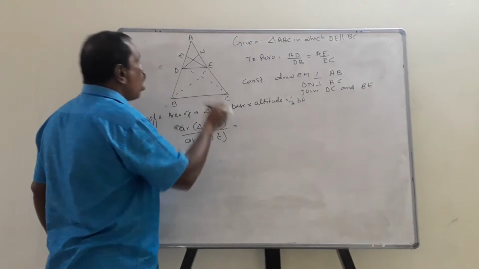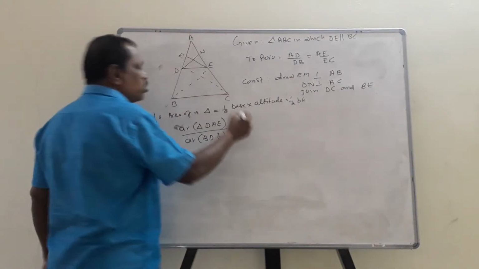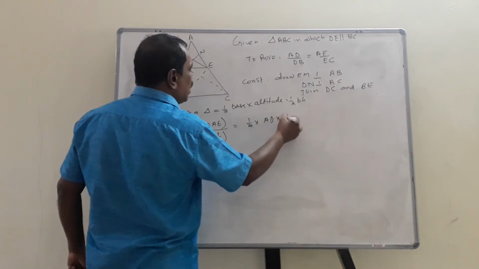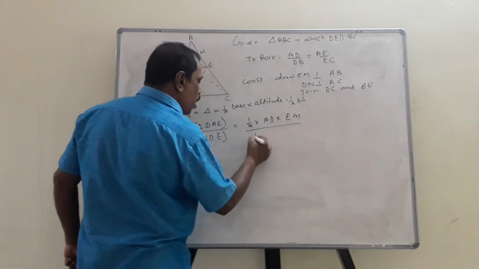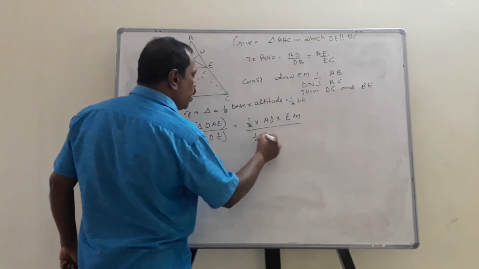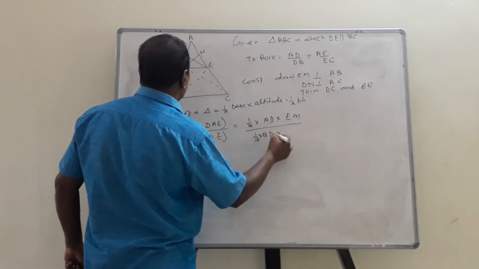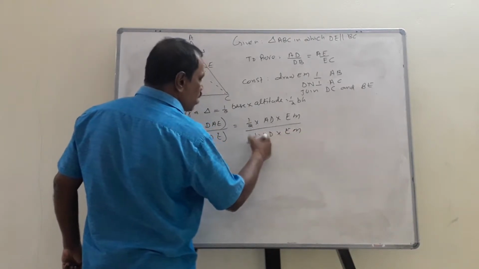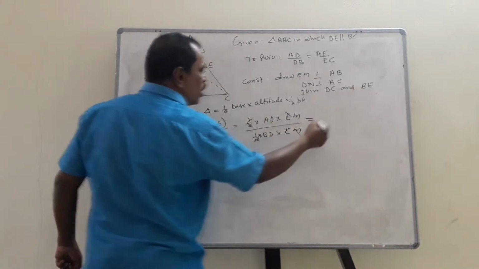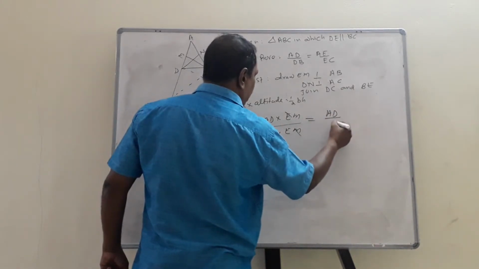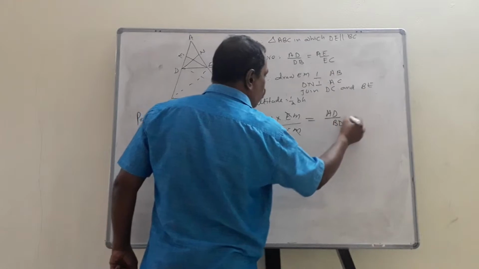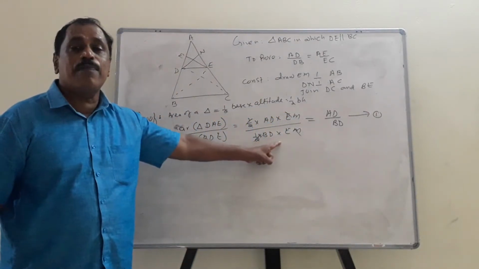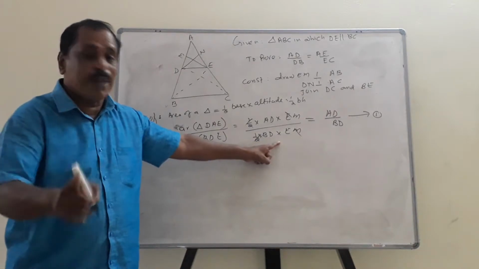Equal to, we know, half base into altitude. So half into AD into EM divided by half into BD into EM, the same height, and this is cancelled, we get AD divided by BD. Equation number 1. Clear? Very simple 7th standard method. That is the reason I said board exam question.